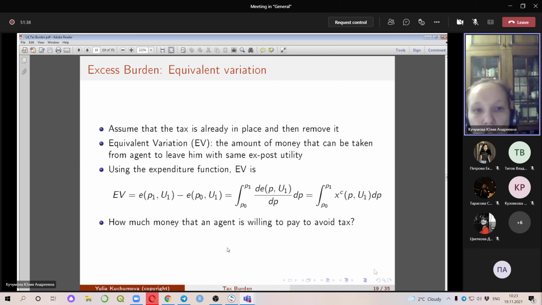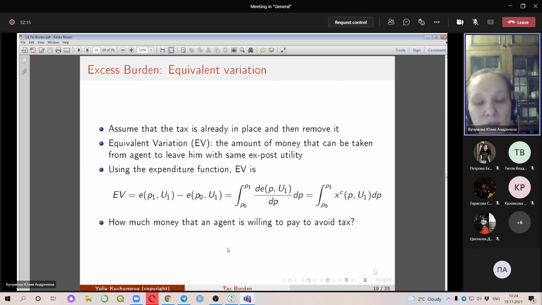together, right? So what is equivalent variation? It's kind of similar, but we assume that the tax is already in place and then remove it. Then equivalent variation shows the amount of money that can be taken from the agent to leave him with the same ex post utility. Here we want to fix the utility of a consumer at the ex post utility level.